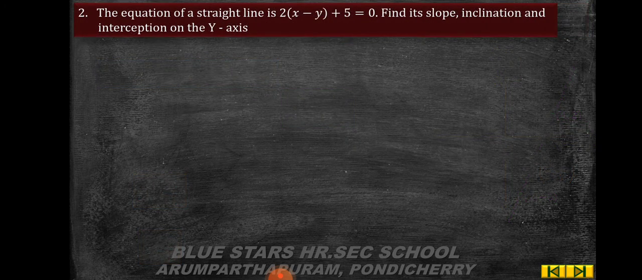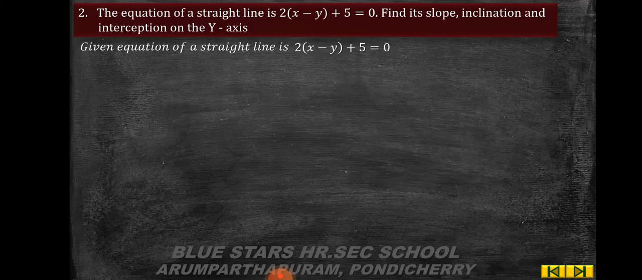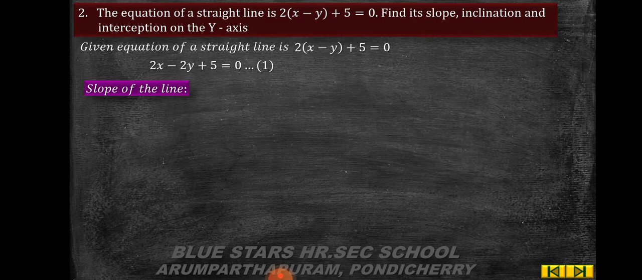Problem number 2. The equation of a straight line is 2x - y + 5 = 0. Find its slope, inclination and intercept on the y-axis. So the given equation of a straight line is 2x - y + 5 = 0. Multiplying, 2 into x is 2x, minus 2 into y is 2y, plus 5 is equal to 0, which is your equation number 1.